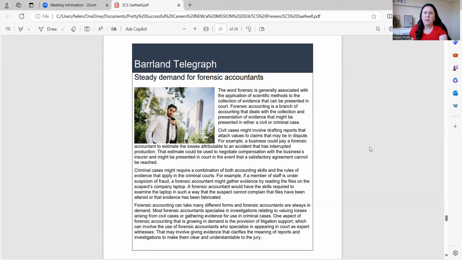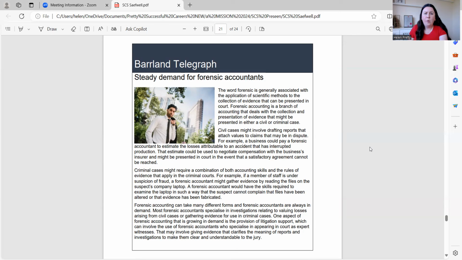Civil cases might involve drafting reports that attach values to claims that may be in dispute. For example, a business could pay a forensic accountant to estimate the losses attributable to an accident that has interrupted production. That estimate could be used to negotiate compensation with the business's insurer and might be presented in court in the event that a satisfactory agreement cannot be reached.